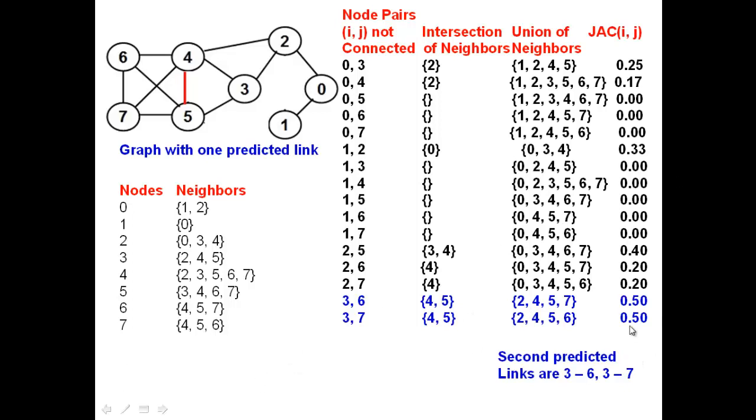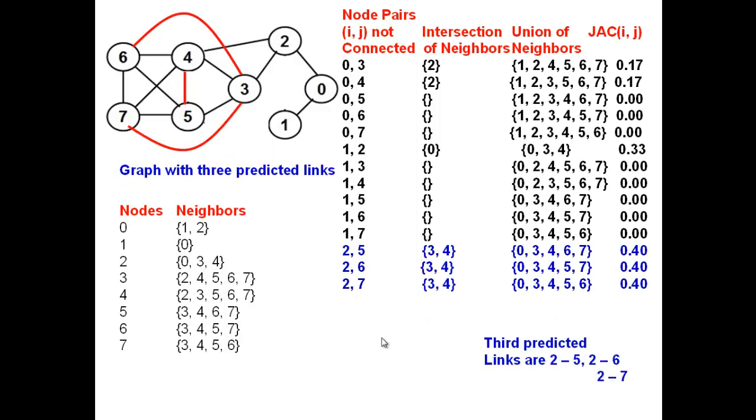So 0.5 is the largest Jaccard value, and there are 2 node pairs that actually attain that value. So that means the second link is predicted between both 3 and 6 as well as 3 and 7. So we add both the links 3, 6 and 3, 7 to the graph, and we call it the graph with 3 predicted links because we actually predicted 3 links.